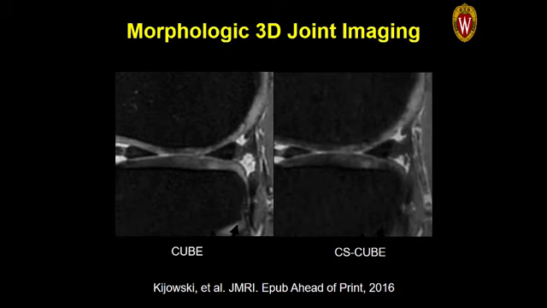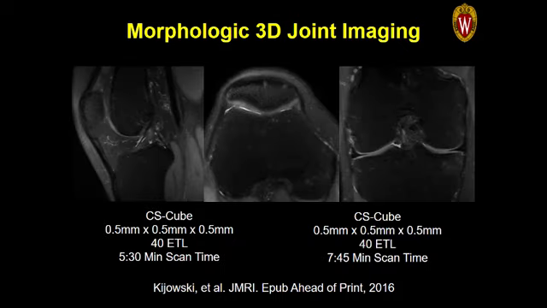Another patient with a surgically confirmed cartilage fissure on the posterior weight-bearing surface of the lateral femoral condyle. Note this low signal intensity cartilage fissure nicely visualized on the CUBE image, but not visualized at all on the compressed sense CUBE image due to greater image blurring.